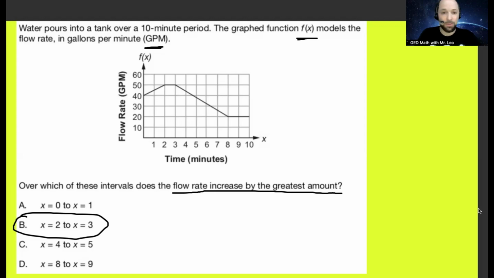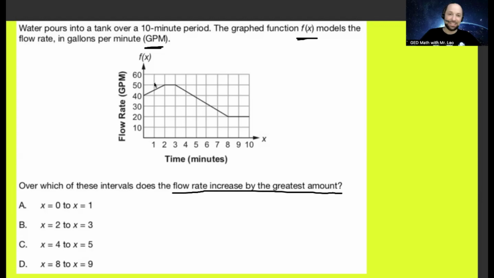But here's the catch. Here's the catch. From minute 2 to minute 3, how does the flow rate change? It's not changing. It's staying the same. At minute 2, it was at 50. At minute 3, it's still at 50. Therefore, the flow rate in this interval does not increase at all. This increases by 0, by nothing. It stays the same. When does the flow rate increase by the greatest amount?